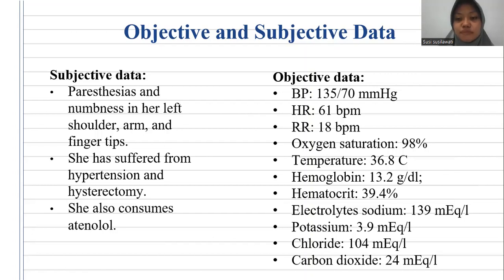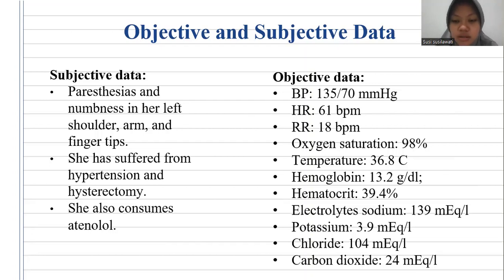And objective data: blood pressure 135 over 70 millimeters of mercury, HR 61 beats per minute, respiratory rate 18 breaths per minute, oxygen saturation was 98%, temperature 36.8 Celsius, hemoglobin was 13 over 2.